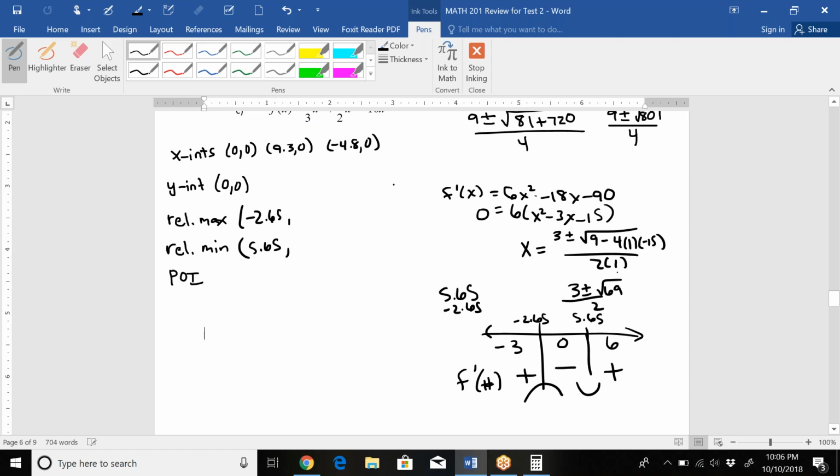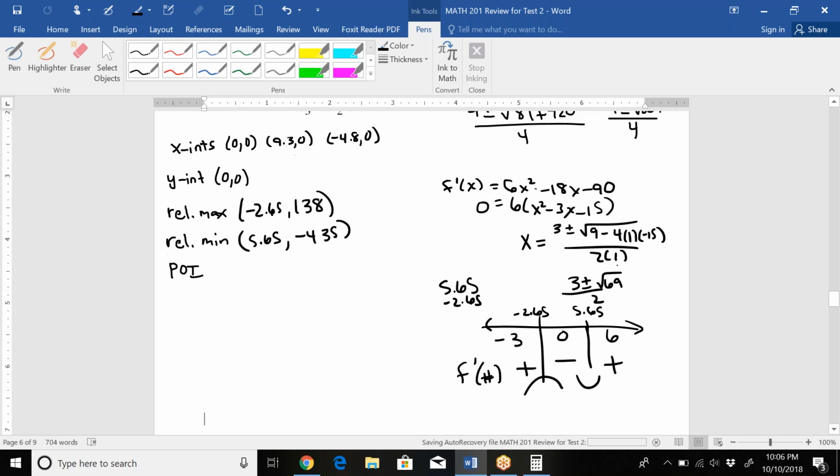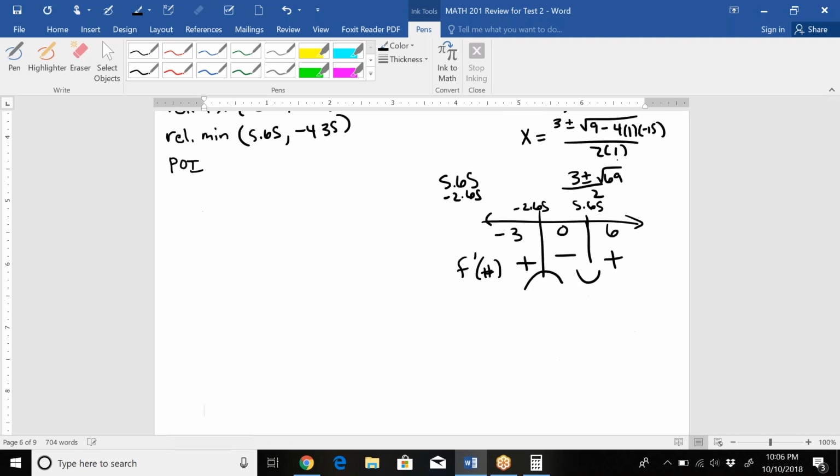So we do have to plug those back into the original, and just to save time, you guys can see it on the answer key. When you plug in the negative 2.65, you get 138. When you plug in 5.65, you get negative 435, and that's plugging it into the original function. Okay, to save time, we're going to do the point of inflection next, so I need to take a second derivative. So let me scroll down a little bit, because we still have to graph this. That's why there's only one of these on the test.